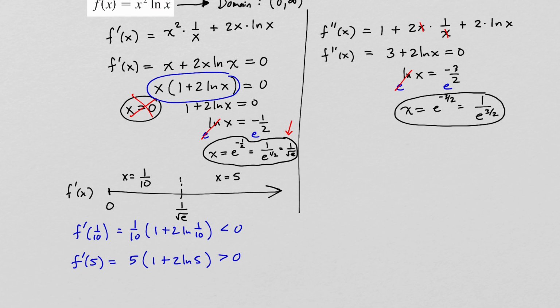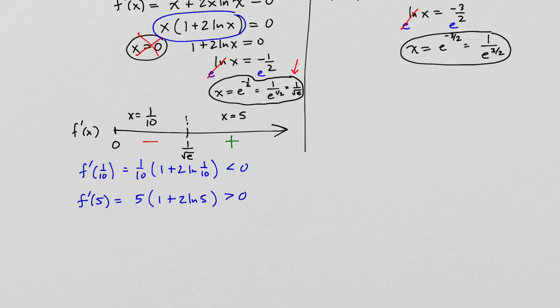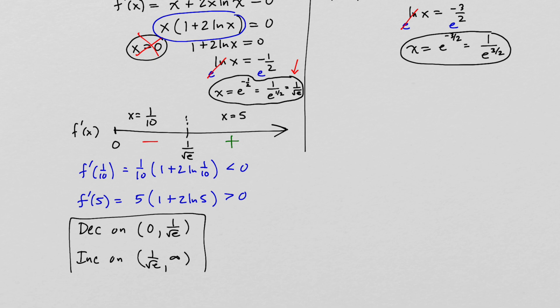So the derivative is negative here and positive here, which means it is decreasing on the interval from 0 to 1 over the square root of e, and it is increasing on the interval from 1 over the square root of e to infinity. So this is part A.